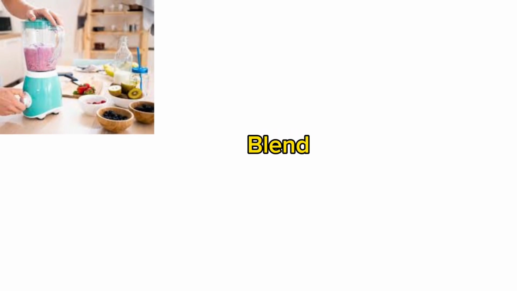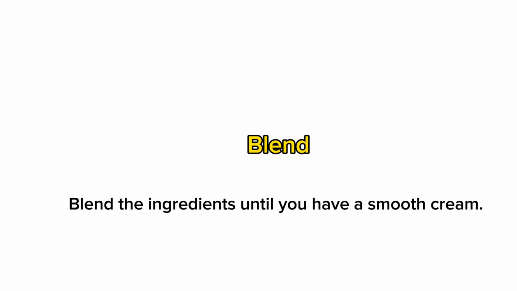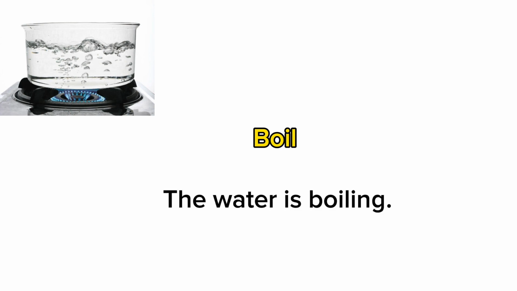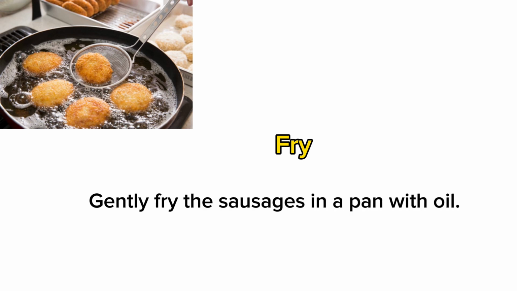Blend. Blend the ingredients until you have a smooth cream. Boil. The water is boiling. Chop. Chop the onions very finely. Fry. Gently fry the sausages in a pan with oil.